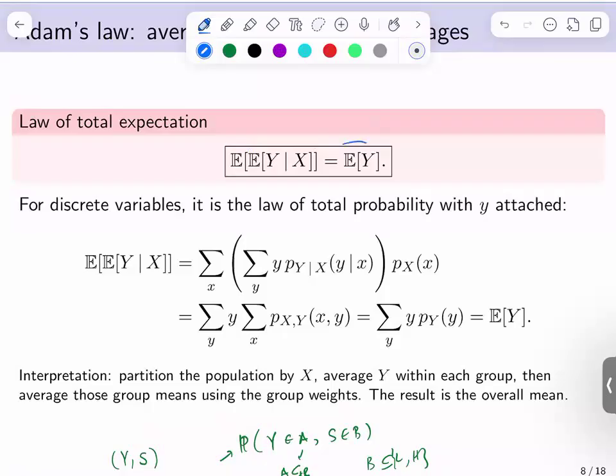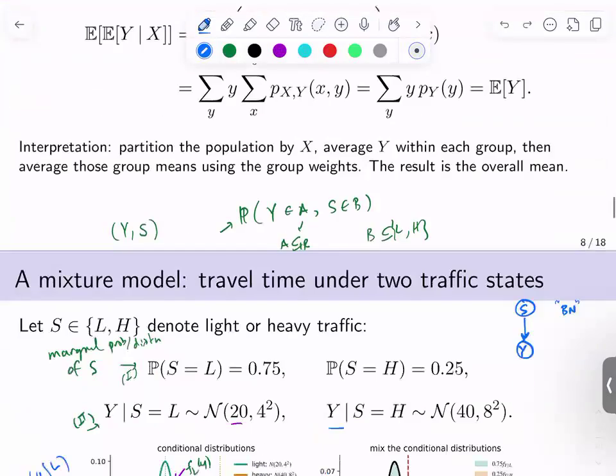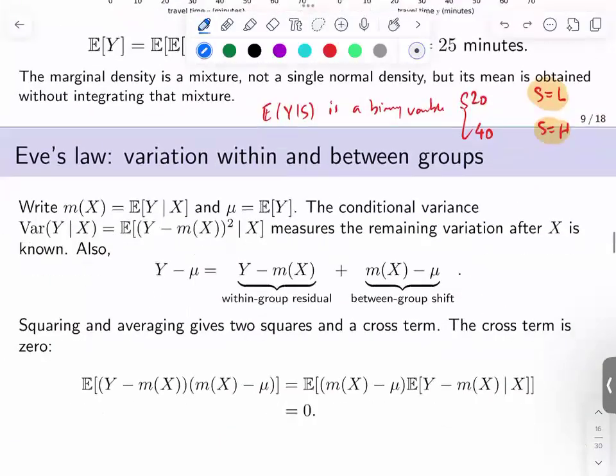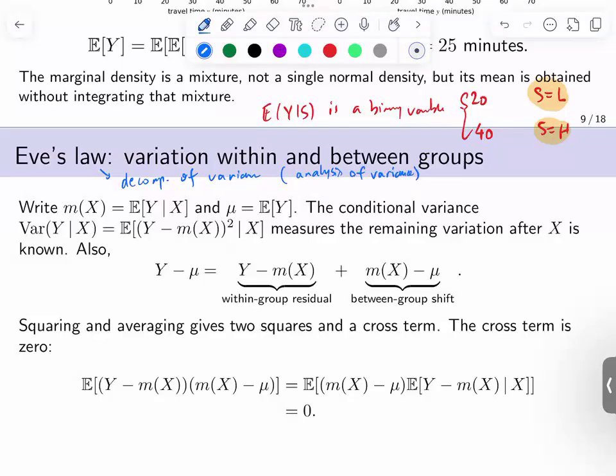So we can break the variance of Y by conditioning, and the formula would be a little bit more complicated. This is called Eve's law. Basically, the decomposition of the variance, if you want another way of saying it, is just ANOVA, or analysis of variance. It has many names. It's like a probabilistic version of analysis of variance.